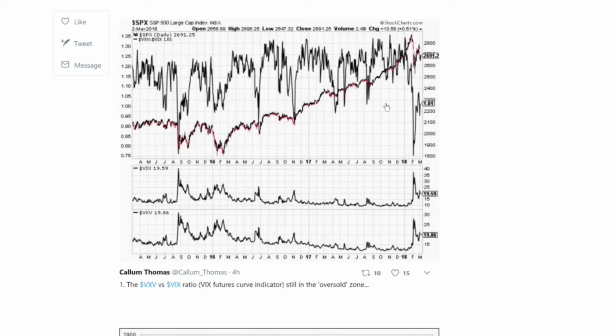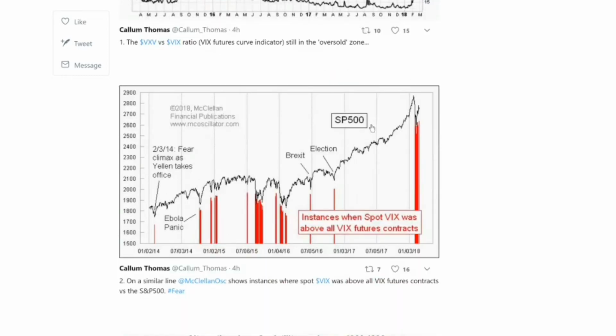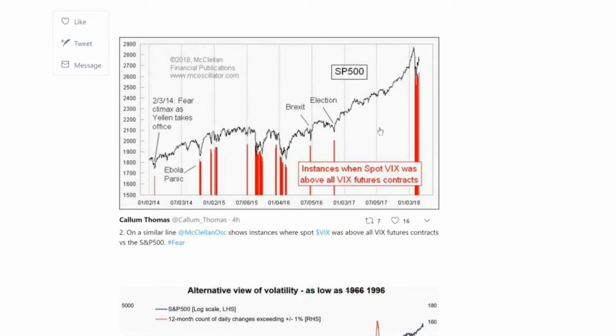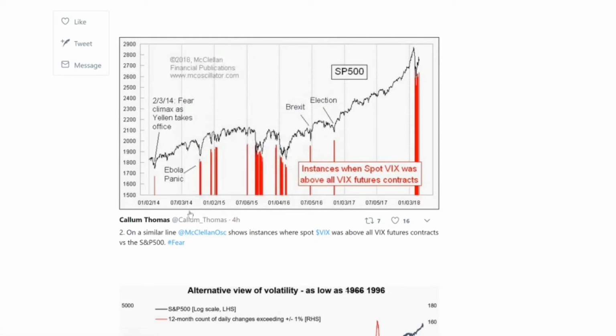So that is chart one, and this fits quite well with a few of the other charts we're going to be talking about. On to number two from Tom McClellan, definitely a very worthy follow on Twitter, so you can see his profile there. You can click through. I'll put a link to this.